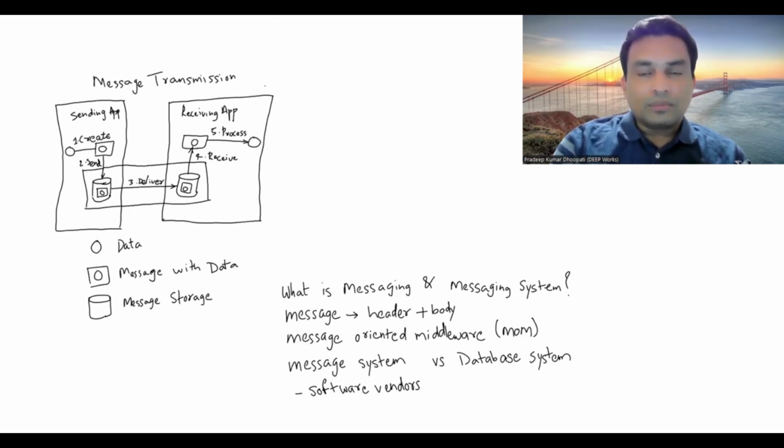So what is a message? Message will have two parts in it. One is header and another is the body of the message. Header of the message will have the metadata, like who is sending it, where it has to go, and things like that. And the body of the message will have the actual message which is sent by an application or a computer to another computer, another application.